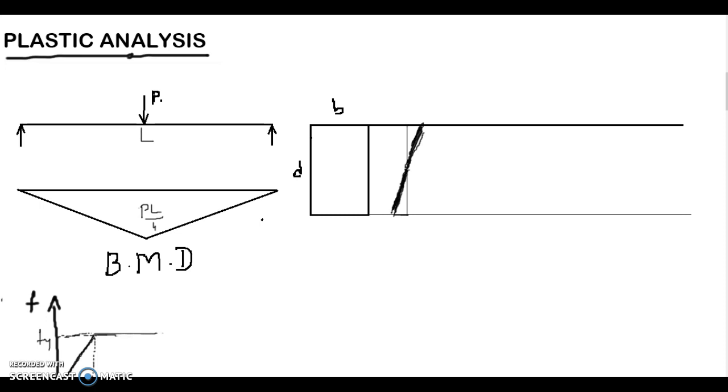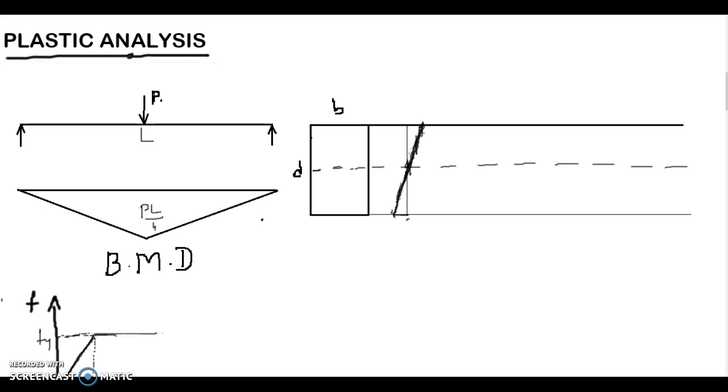Let me write this again. I'm sorry. If I draw on this one, assume this is almost a straight line, and this is linear, and this is where my neutral axis comes. This is my neutral axis.